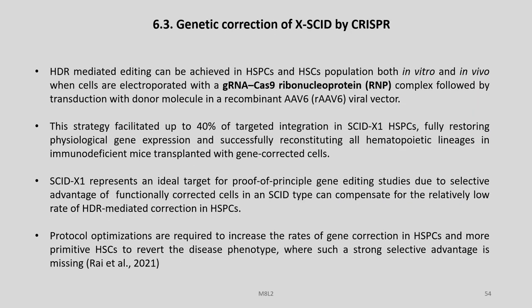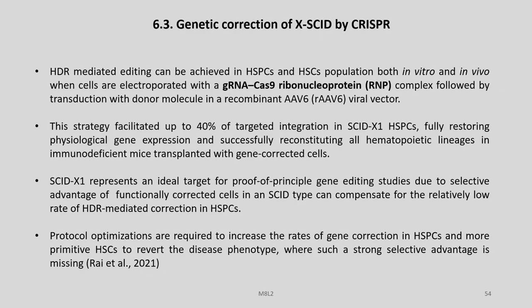Genetic correction of XKID by CRISPR genome editing technology is also now a highly developed method, apart from the editing by ZFN and TALEN technologies. Here, HDR-mediated editing is achieved in HSC populations, both in vitro and in vivo, with the help of electroporation with a gRNA-Cas9 ribonucleoprotein complex, followed by transduction with donor molecules in a recombinant AAV6 viral vector. In this strategy, up to 40% targeted integration of SCID X1 HSCs was observed, fully restoring physiological gene expression and successfully reconstituting all hematopoietic lineages in immunodeficient mice transplanted with gene-corrected cells.